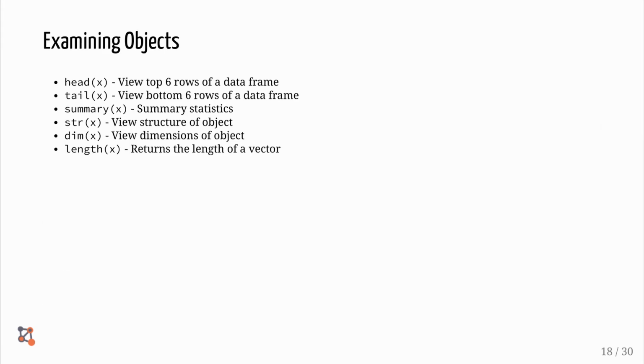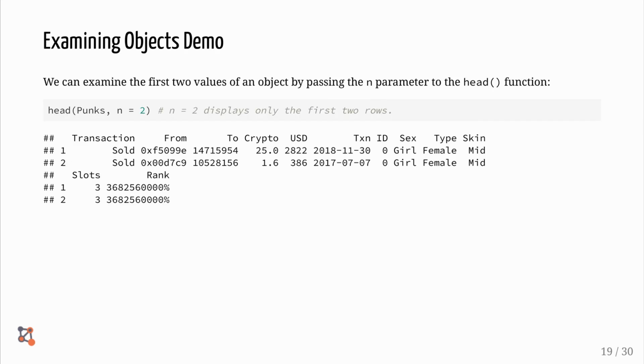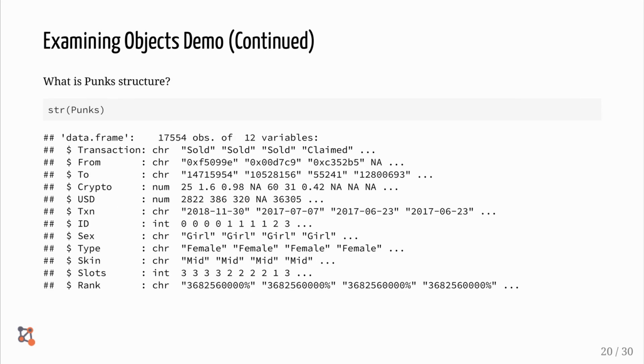There are a few different ways to examine objects in R. We have already seen head, tail, summary, structure, and length, but there's also dim, which gives the dimensions of the object. We can examine the first two values of an object by passing the n parameter to the head function. If we pass n equals 2, we find that this displays only the first two rows of the punks dataset. Here we can see the structure function passed with punks.